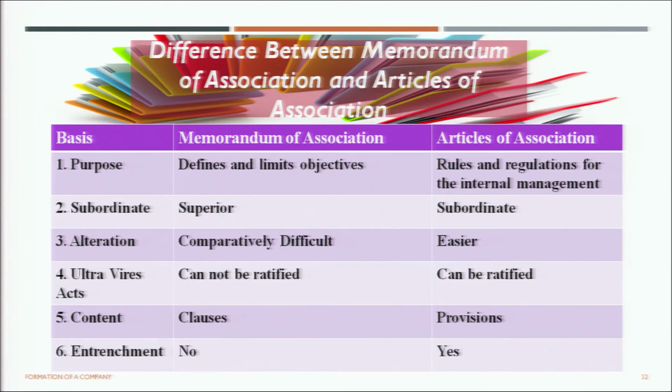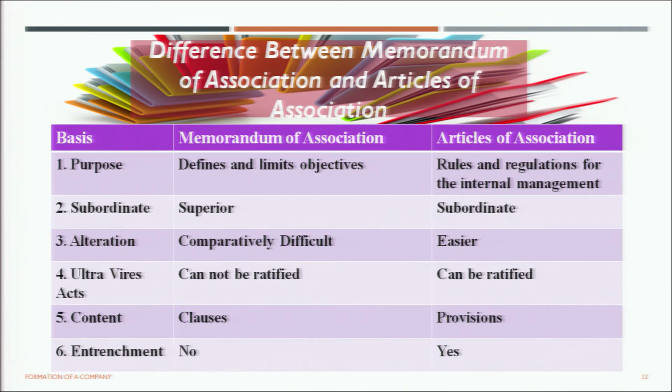If we talk of the subordination of the two documents, which is superior and which is subordinate, I just mentioned that Articles of Association cannot contain any term which is violative of the content of the Memorandum of Association, which means the superior of these two documents is the Memorandum of Association and Articles of Association are subordinate to the Memorandum of Association.